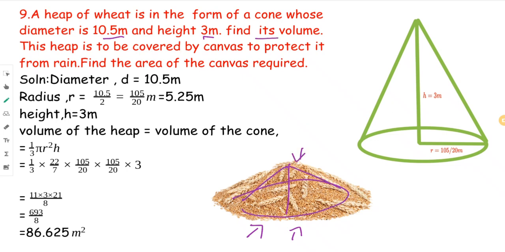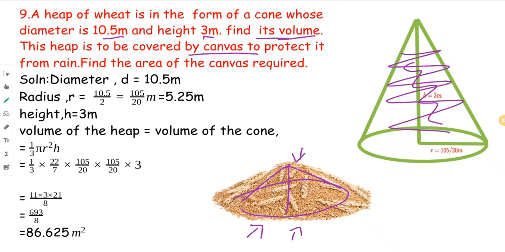What I'm saying, find the volume. So the first thing we'll find is volume. That's the second part: this heap is to be covered by a canvas to protect it from rain. So you can see that this is the wheat, and I have to protect it from the rain. That means I need to find a canvas, or in other words, the area, so it will be the curved surface area. So two things: I'll find the volume and also the curved surface area of the canvas, so we can cover the wheat. All right, so let's start.